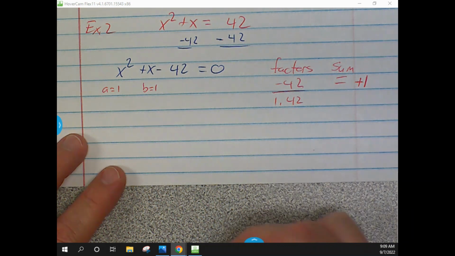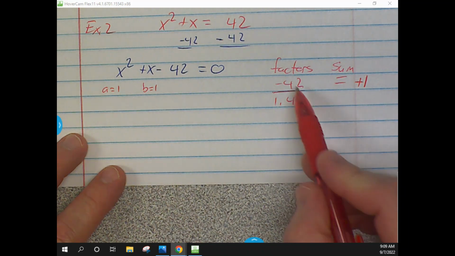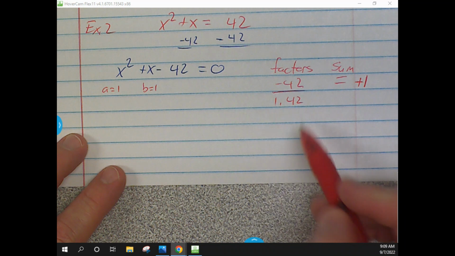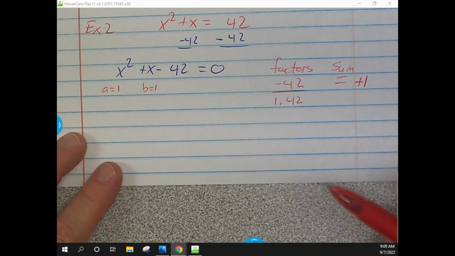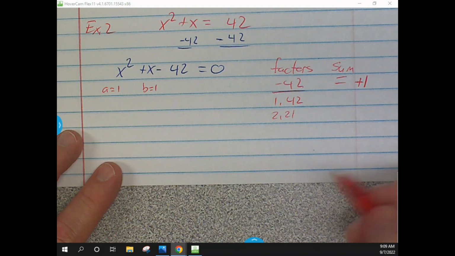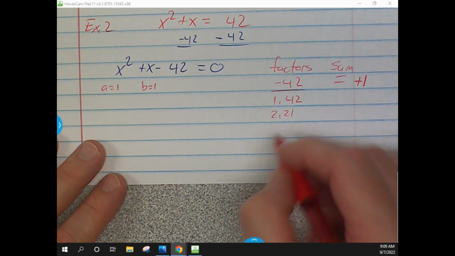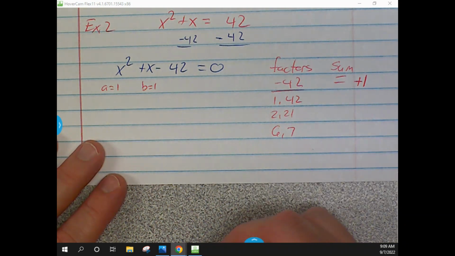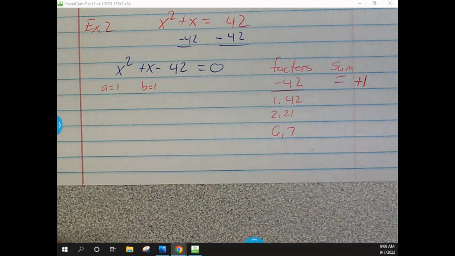Okay, and then I think Emma asked yesterday, "Do you have to list, if you're going to show your work, all the numbers on this one that you do?" No, because if this is a -42, one's got to be positive, one's got to be negative, right? So whenever we're subtracting these numbers, is there any way it's going to be 1 and 42 or 2 and 21? Numbers are way too far apart, right? It's going to have to be when you get closer to like 6 and 7 that you're going to be able to get the numbers there.